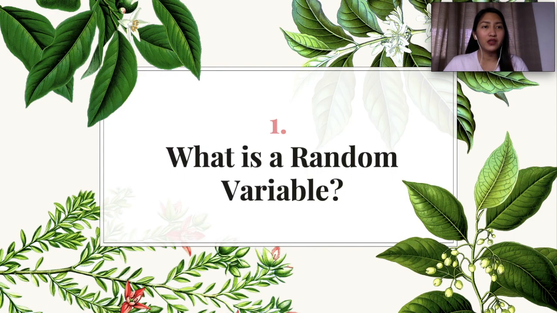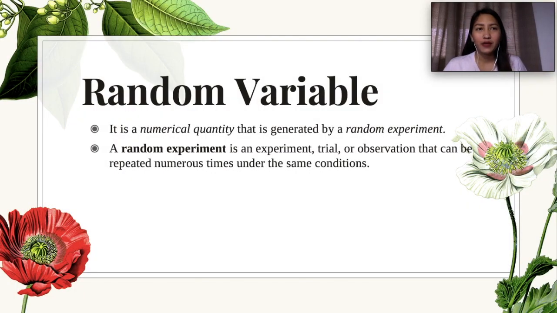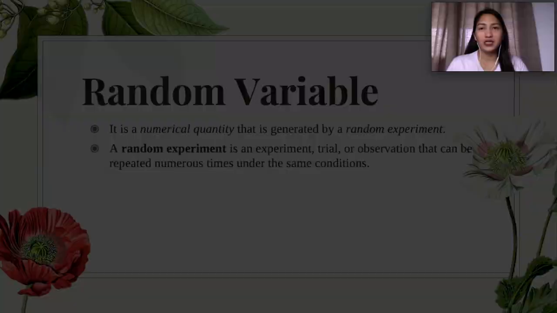So, ano ba yung random variable? Ang random variable, ito ay numerical quantity that is generated by a random experiment. When you say random experiment, ito yung experiment, trial, or observation that can be repeated numerous times under the same conditions. Maybe you are recognizing these terminologies kasi napag-aralan natin to sa ating lesson about probability.